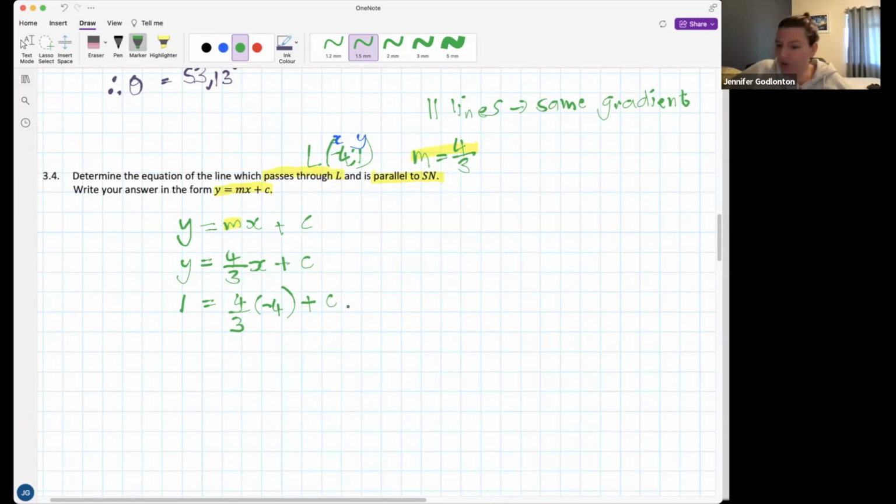Now, there's lots of different ways you can go about this. I'll show you two different ways. It depends on how your brain works when it comes to equations. The first way is we're just going to work it out with fractions. So we're going to say 1 is equal to negative 16 over 3 plus c, which means 1 plus 16 over 3 is equal to c. And let's quickly see what that would give us. 1 plus 16 over 3 gives us 19 over 3.